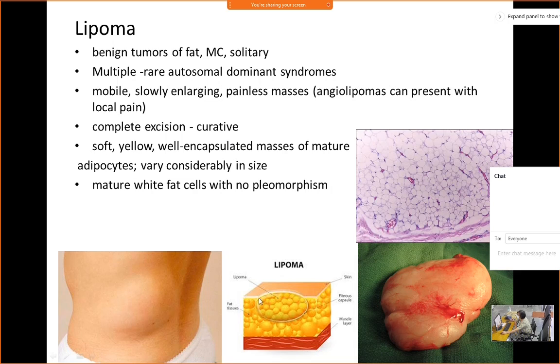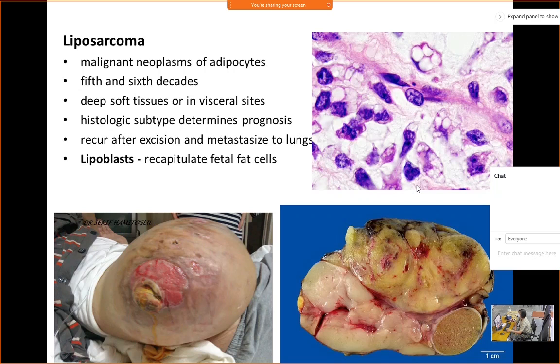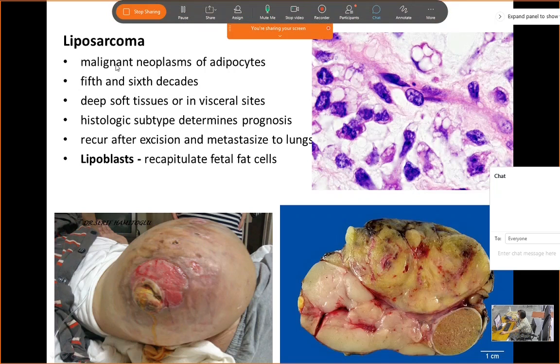When you look at them, this is how a lipoma looks. You can see that it's a very well circumscribed mass, as if it's absolutely encapsulated. It is soft, yellow, and contains mature fat cells. There is absolutely no pleomorphism. However, liposarcoma is a malignant neoplasm of the adipocytes.